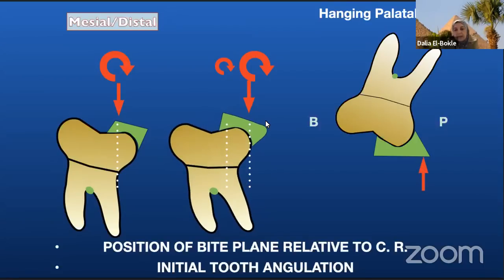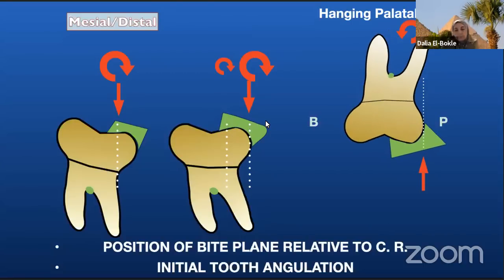So the more lingual you need to extend the bite turbo, the more to the lingual, so that you have more, or a bigger, moment to help you with such correction. So really the resultant movement will depend on the position of the bite turbo relative to the center of resistance, and also will depend on the initial tooth angulation.